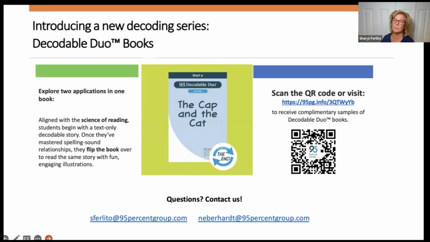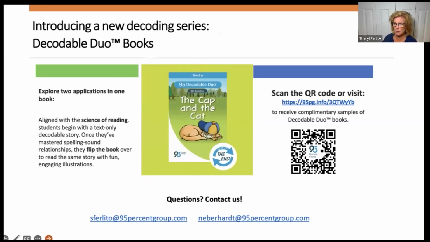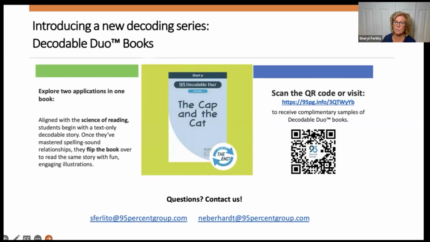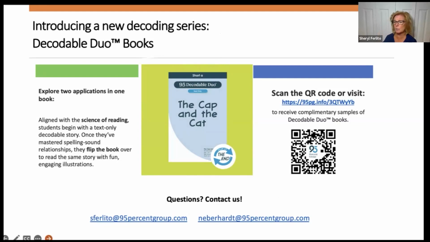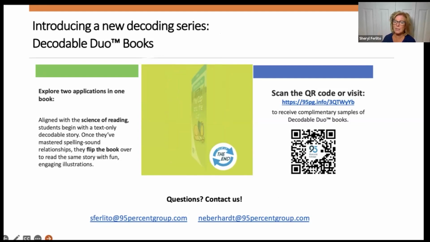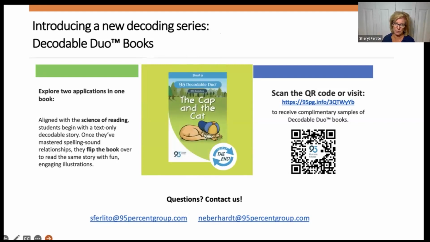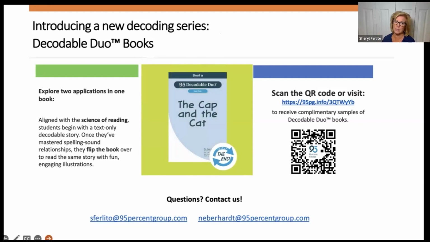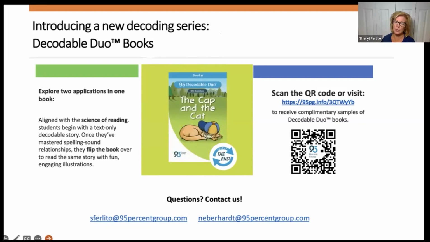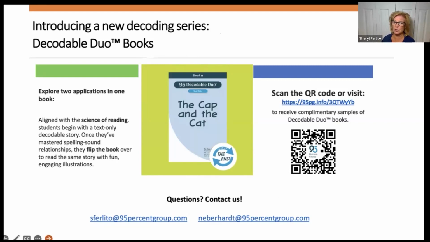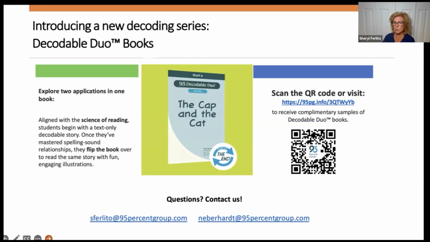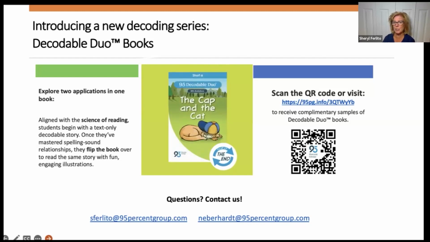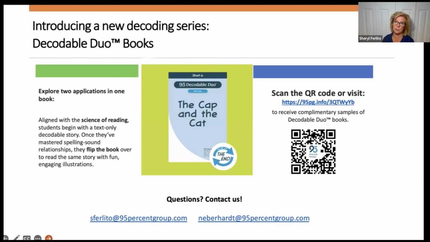This is for the Decodable Duo books from 95% Group. It's a great way to differentiate using duo books like this where you have all text on one side, no pictures. Can they read that text without the support of pictures? And then you flip it over and you read the text with the pictures. And then you can add that fun and joy with the engaging illustrations. So grab that QR code. You can get a sample of the decodable duos. And some of you mentioned a lack of tools, right? When you're trying to differentiate, that can help to build your toolbox as well.